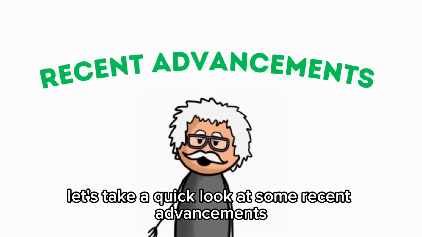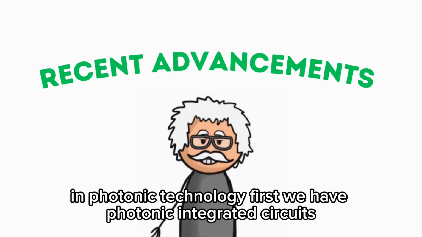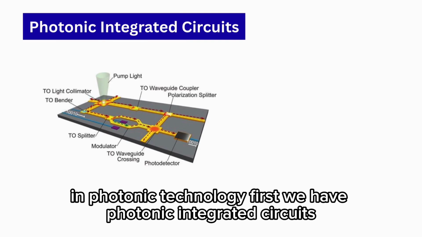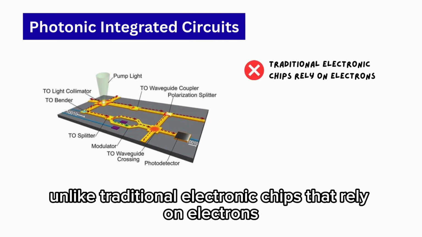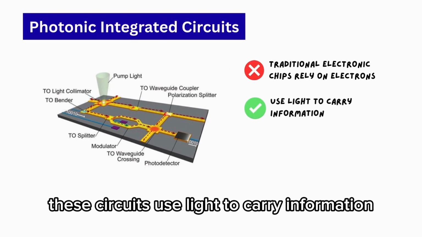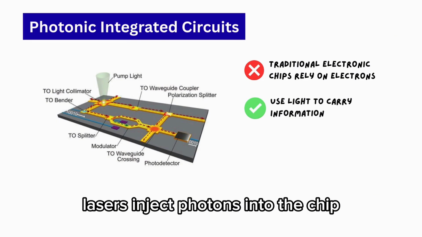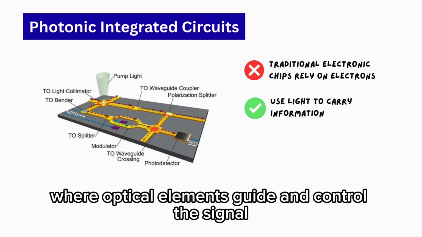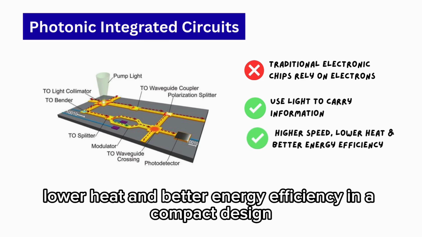Let's take a quick look at some recent advancements in photonic technology. First, we have photonic integrated circuits. Unlike traditional electronic chips that rely on electrons, these circuits use light to carry information. Lasers inject photons into the chip, where optical elements guide and control the signal, delivering higher speed, lower heat, and better energy efficiency in a compact design.